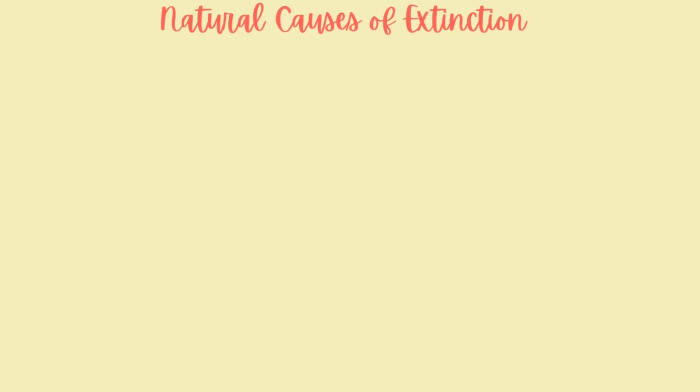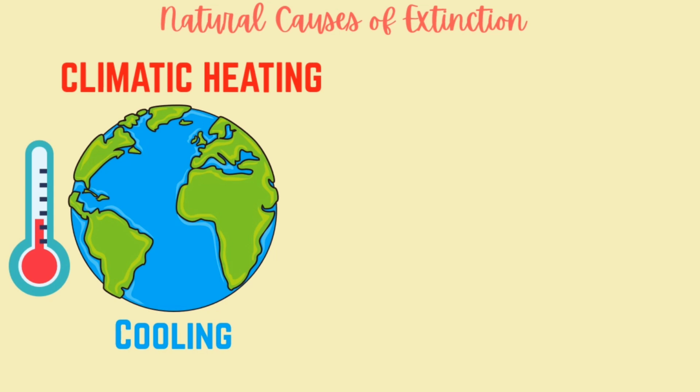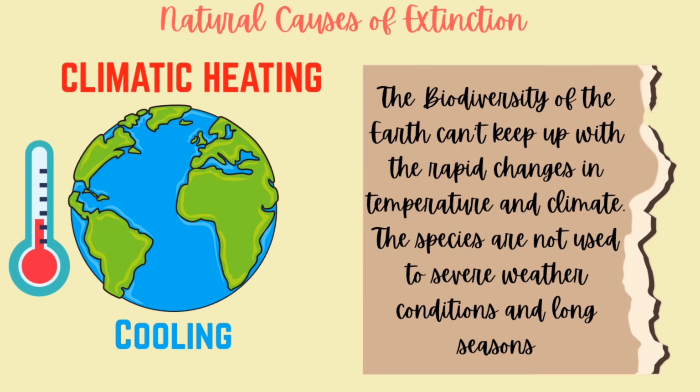The question is, why does extinction occur? Here are some of the natural causes. The first one is the climatic heating and cooling. Climate change is caused by a number of things. The effect of climate on extinction is very deep. The biodiversity of the Earth cannot keep up with the rapid changes in temperature and climate. The species are not used to severe weather conditions, and long seasons are changing the chemical makeup of their surroundings. As more species die, it is only making it more difficult for the survivors to find food. The warmer climates we are used to in the present day are perfect for diseases and epidemics to thrive.